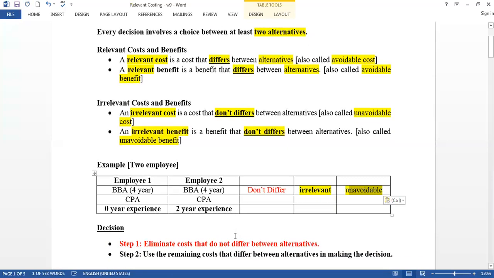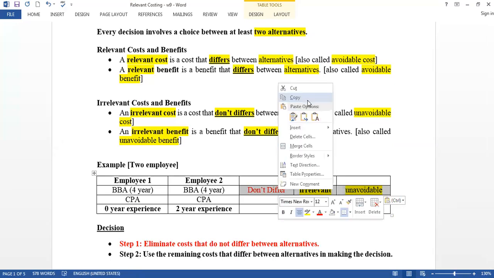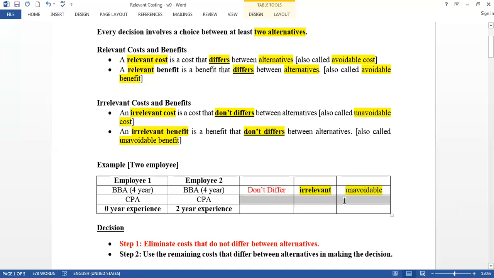What about another characteristic? Employee 1 has a CPA certificate. Employee 2 also has a CPA certificate, right? So what does it mean? It means that they don't have any difference between these two alternatives. So it is irrelevant and unavoidable.